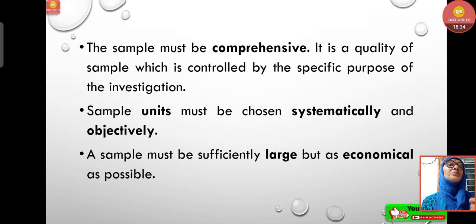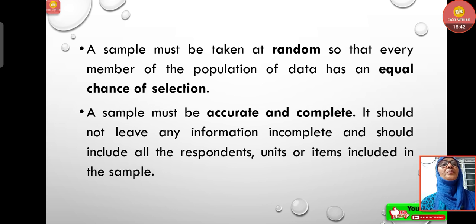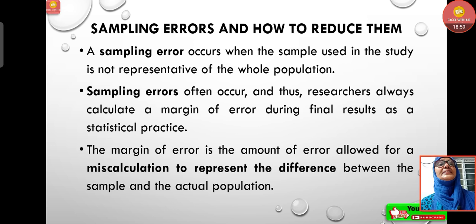Now, sample units must be chosen systematically and objectively. A sample must be sufficiently large but as economic as possible. A sample must be taken at random, we have understood already, because it has equal chance of selection. Then accurate and complete. That means it should not leave any information incomplete and should include all the respondents' units or items included in the sample.